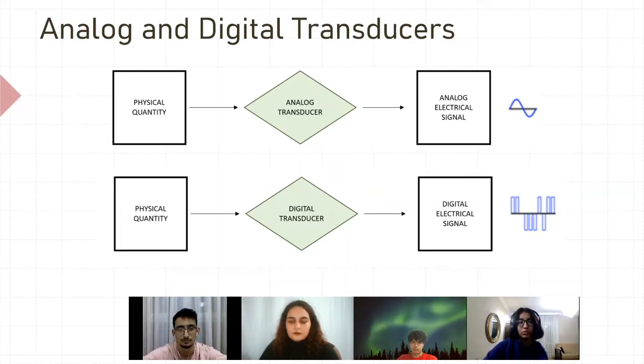A digital transducer transduces a physical quantity into a digital electrical signal. The output from a digital transducer is discrete and not continuous in magnitude and time.